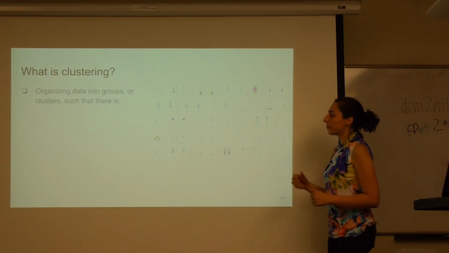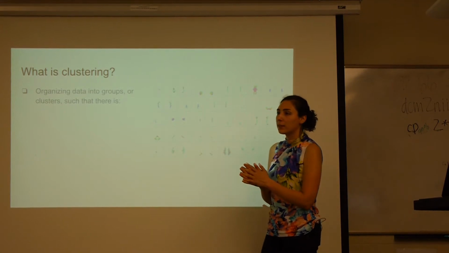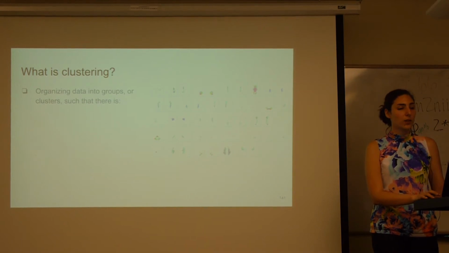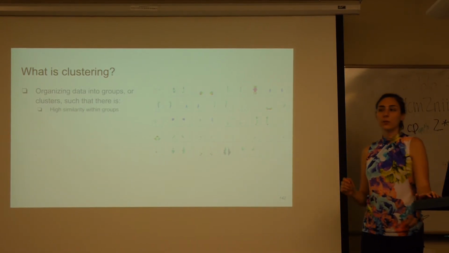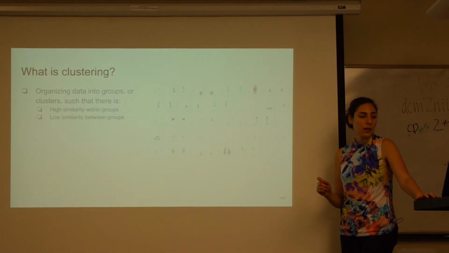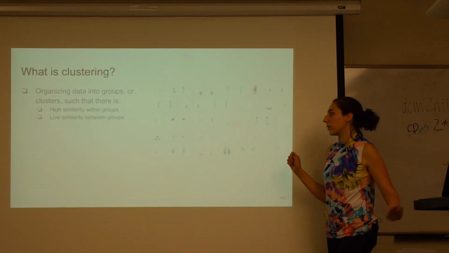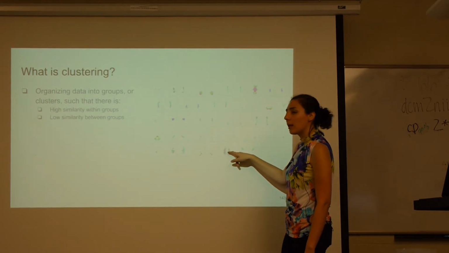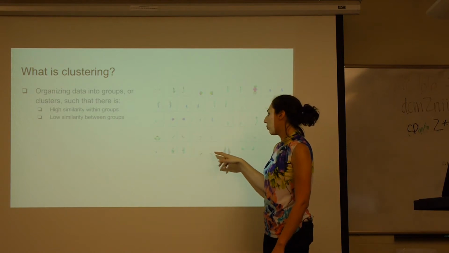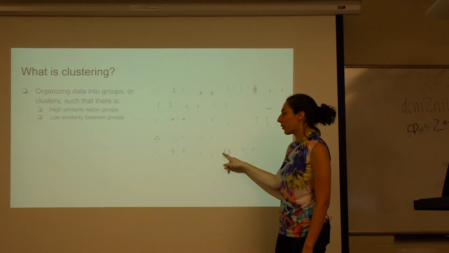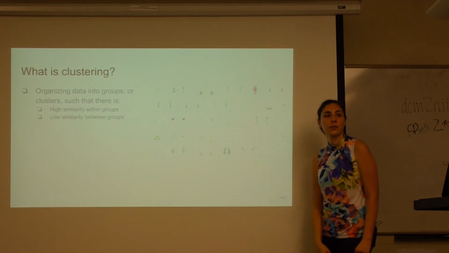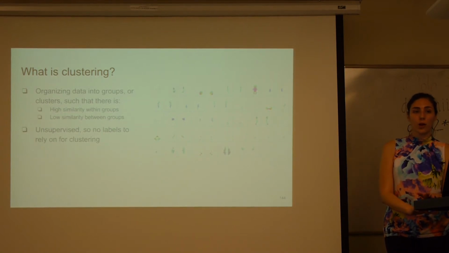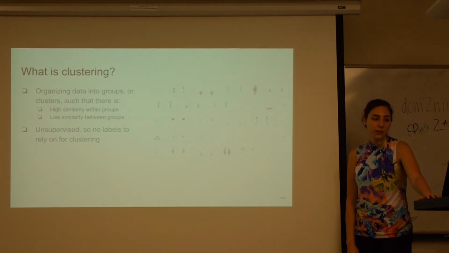Okay, so what is clustering? Clustering is a way to organize data into groups or clusters such that two things are true. There's high similarity within each cluster, and there's low similarity between clusters. So each of these clusters would have high similarity within it and less similarity between data in this cluster and data in this other cluster. Again, it's unsupervised, so we do not rely on labels to do the clustering.